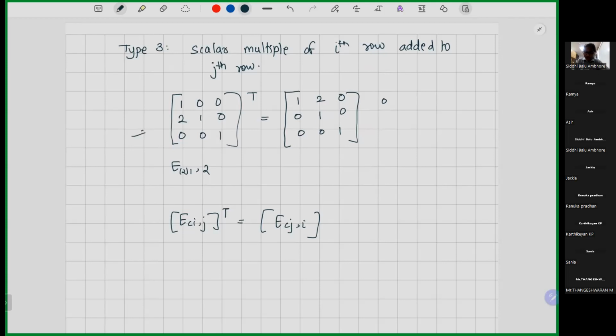So this one is 2R1 added to R2, and this is 2R2 added to R1. And when I'm doing this, I'm doing everything on the identity matrix because we are talking about elementary matrices. Okay, so is it clear?